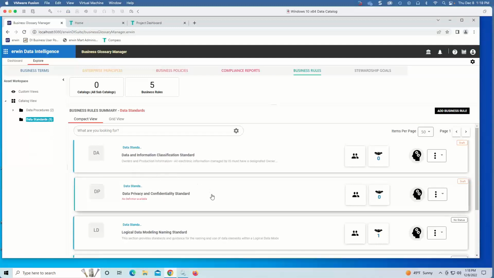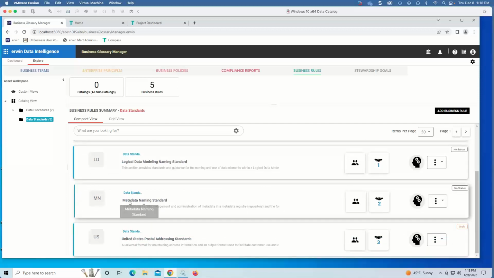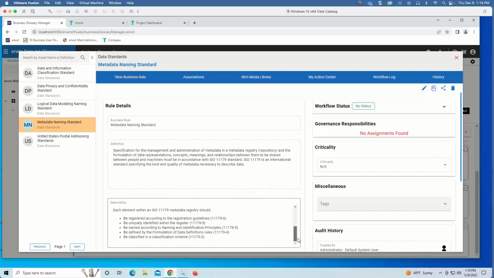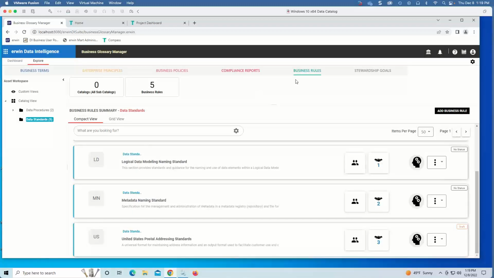My data standards here will tell me what the confidentiality standards are. This one is the metadata naming standard, so I can come in here and see that there is a metadata naming standard. There's a definition for it. There's a specification for it as well. And you can also embed a hyperlink so that you can go back out to the specification, or you could go back out to Compass if that was your area where the details could be found. So I can get my standards here for naming right within my data catalog.